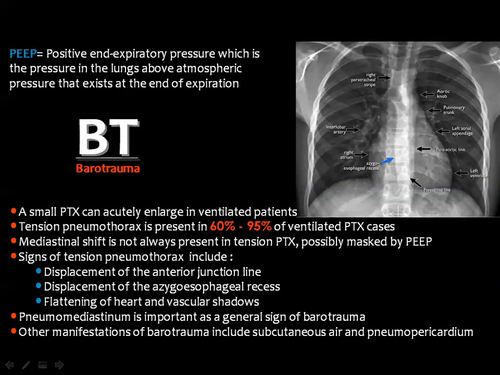Then how can you judge the presence of pneumothorax, particularly in the supine position, which is the frequent position of the patient in ICU? A small pneumothorax can enlarge due to ventilation, and it may result in tension pneumothorax, which is present in up to 95% of ventilated pneumothorax cases. That's to say, if the patient develops pneumothorax and is on ventilation, he may develop tension pneumothorax.